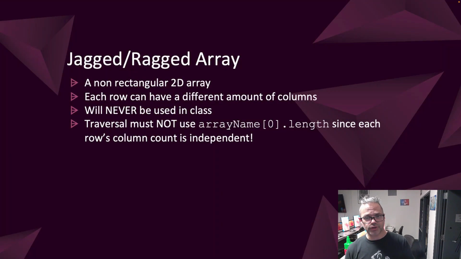Now, there's a special case right here for jagged and ragged arrays. You may not actually see this in your class. A jagged or ragged array is a 2D array that's not rectangular, aka each row has a different number of columns. I'm never going to be using this in my class. You might, however, see it in tests, in questions on the internet, or challenge contests you might do. Traversal loops, however, cannot use arrayName sub 0.length for the test condition because each row has independent column counts, so we can't use that. Instead, we have to use arrayName sub row.length to make sure we're traversing that properly.